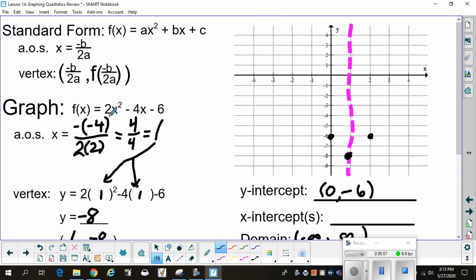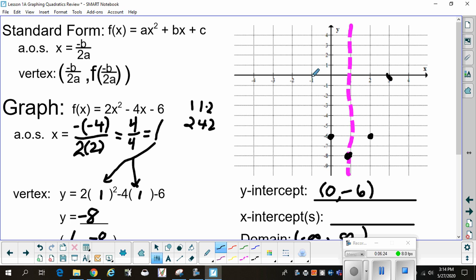Now remember that my a is the same no matter what, whether I'm in vertex form or standard form, so I've got a stretch of 2. So where my pattern was right 1, up 1, it's now right 1, up 2. So remember I had 1, 1, 2, 4. Well, now I have 1 times 2, 4 times 2. So that means I'm going to go to the right 2 and then up 8.